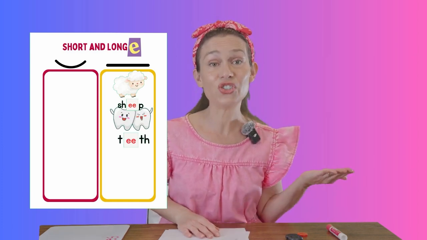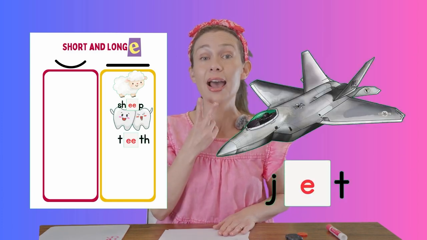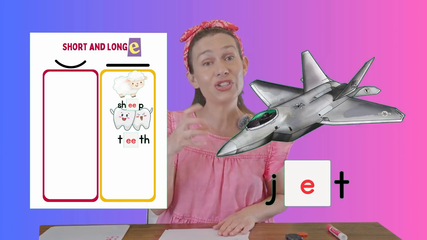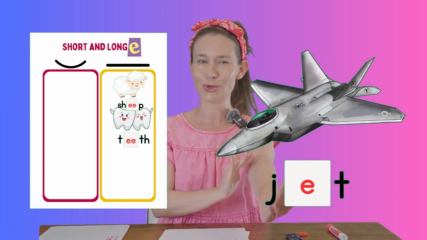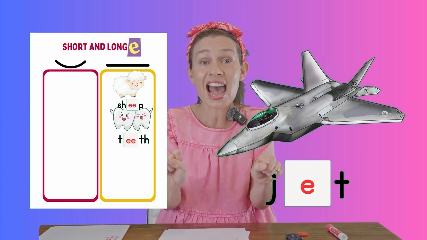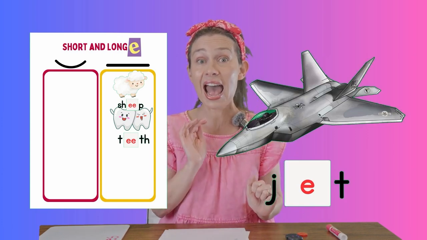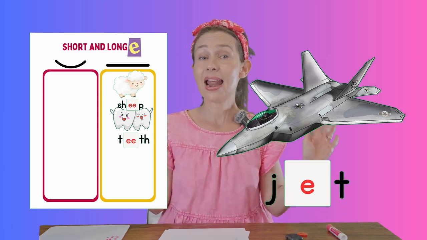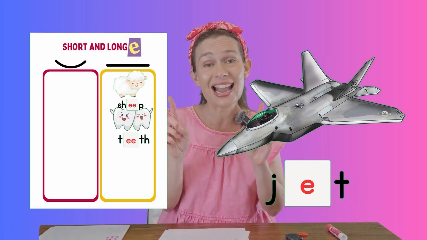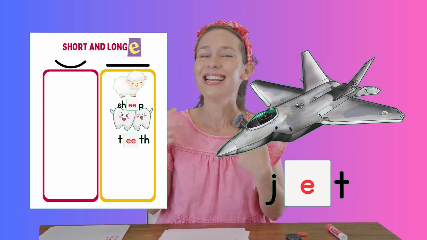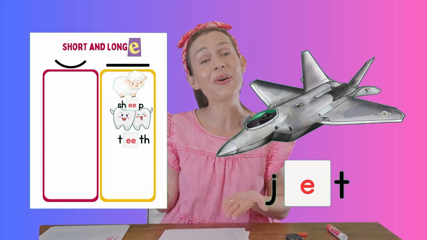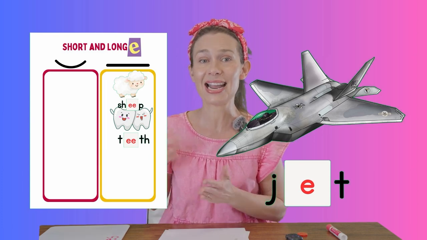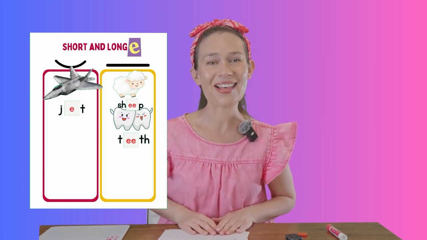Let's try the next one. The next one is jet. J-E-T. Jet. Let's stretch it out to hear that tricky middle sound. Jet. Ooh, I heard the eh in the middle, and I know that's the E saying the short sound. So that means that jet is going to go in the short E side.